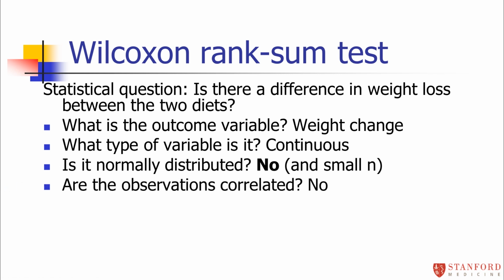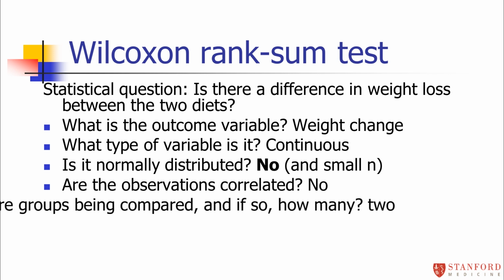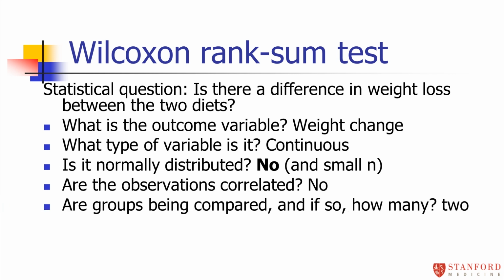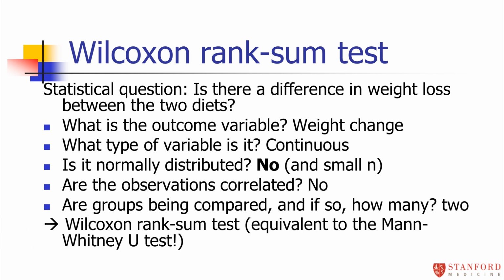Are the observations correlated? No, we have independent groups here. Are groups being compared? Yes. And how many are being compared? There are 2 groups. Normally, if it weren't for the violation of the normality assumption, we would be doing a two-sample t-test. But because our outcome variable is not normally distributed, and we have small n, we're going to choose the Wilcoxon rank sum test.